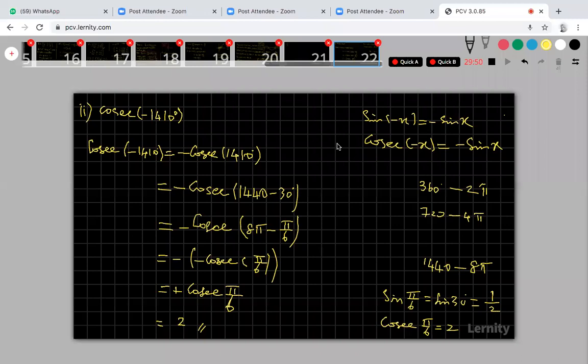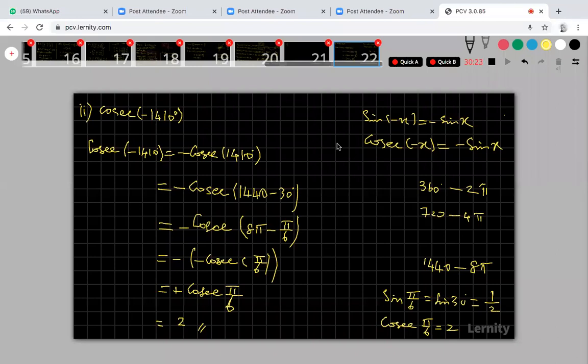Sine of minus 11 pi by 3. So first take it as sine of minus 11 pi by 3. Sine of minus x, what is the answer? See the formula, slide number 22, I gave one formula: sine of minus x is minus sine x. What is sine of minus x? That is minus sine x.